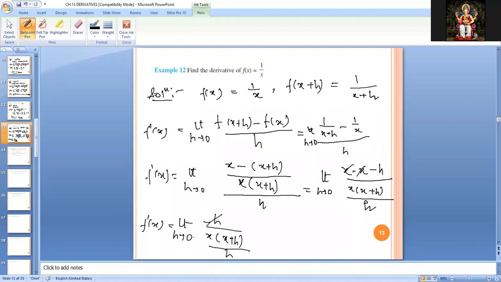x cancels. f dash x is limit h tending to 0, minus h upon x into x plus h upon h. This h is in the numerator, this h is in the denominator, cancelled. Limit h tending to 0, minus 1 upon x into x plus h. Apply the limit, that means put h equal to 0. Minus 1 upon x plus 0. So the answer will be minus 1 upon x square. So minus 1 upon x square will be the answer.